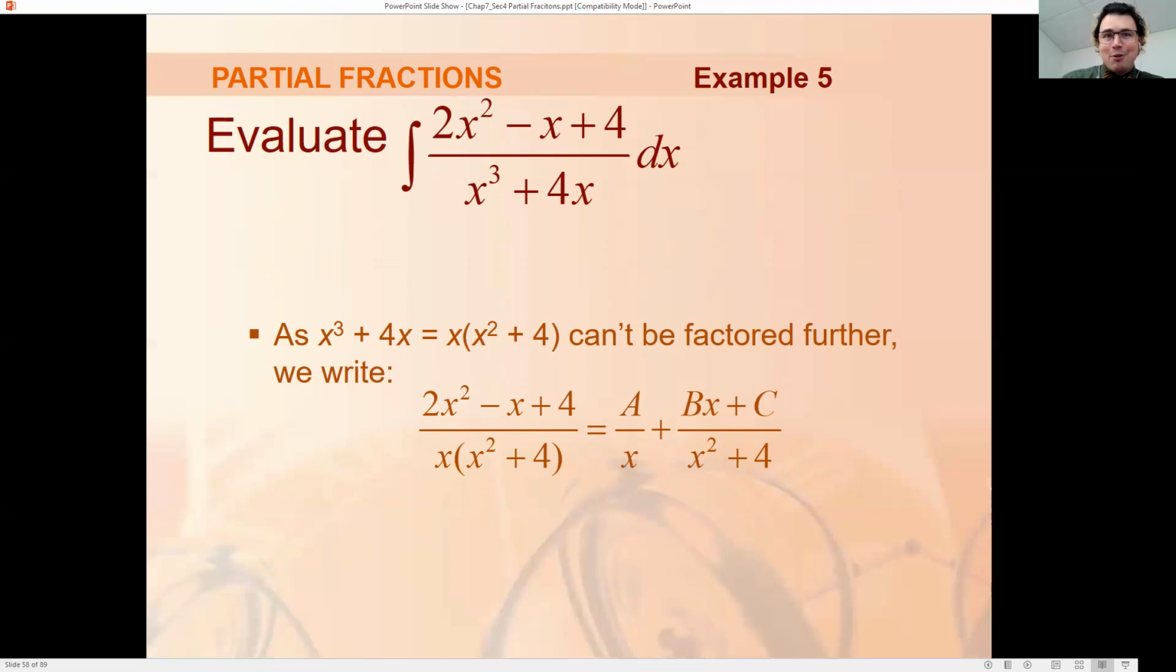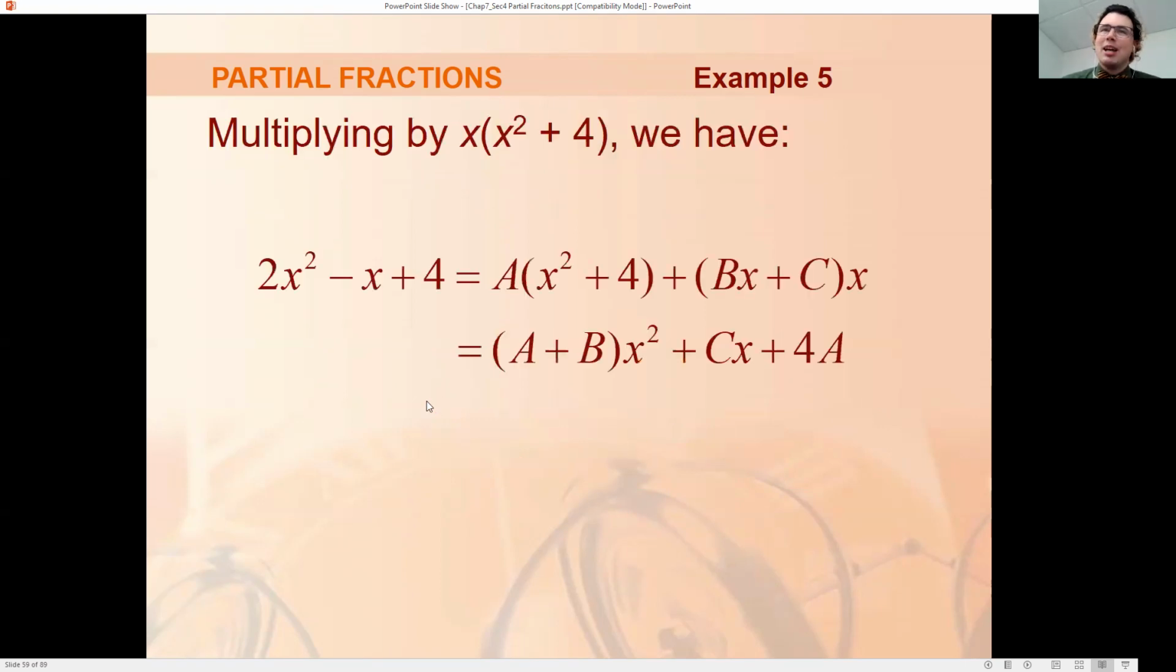I'm going to multiply through by this denominator, and I will get a nice polynomial equation. Let's take a look at that. So yes, multiplying by x times x squared plus 4, what do we get? On the left side, nice quadratic looking there. On the right side, I've got A times x squared plus 4 because I canceled my x's. I've got Bx plus C times an x because I canceled my quadratics. And just like before, I'm going to associate my x squareds together.